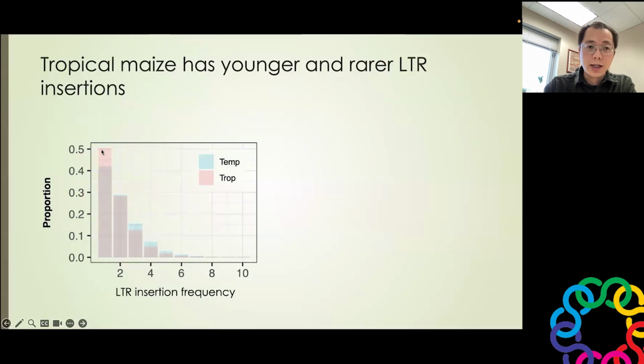Why? This can be explained by the bottleneck effect, because maize was domesticated in the Mexico region in the tropical climate, and then some migrated up north and became temperate maize. And this migration itself is a bottleneck effect, and this bottleneck effect will result in the reduction of rare variants and then the increase of the middle frequency variants. That's exactly what we see. So we saw a reduction of rare or unique LTRs in temperate maize and an increase of the mid-frequency LTRs in temperate maize. So this can be explained by the bottleneck effect.